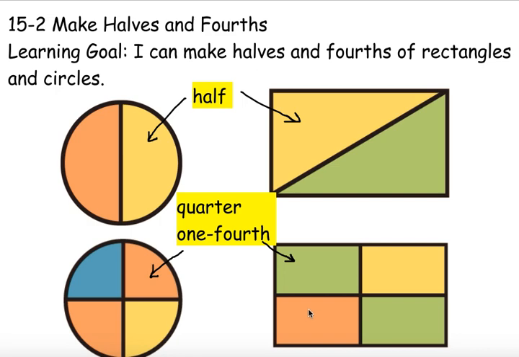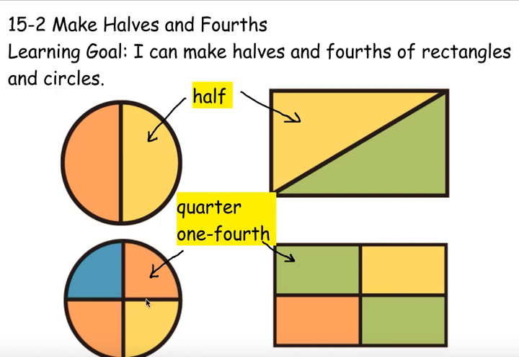Here in the rectangle, you can pause the video now and practice using the word quarter and 1/4 to talk about the two colors, orange and yellow part of the rectangle. So here we go. 1/4 of the rectangle is orange. 1/4 of the rectangle is yellow. Great job.